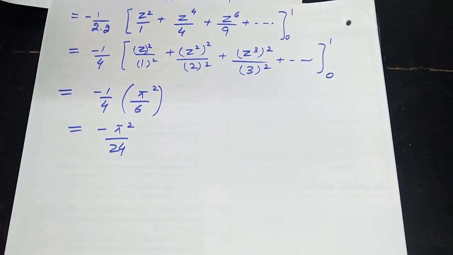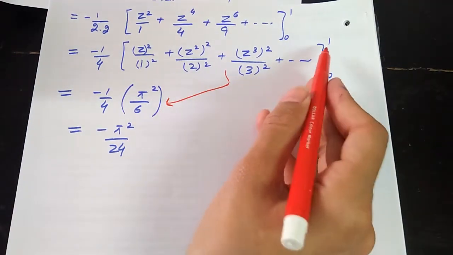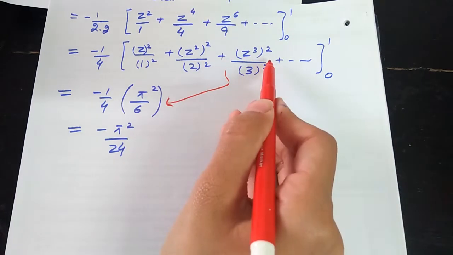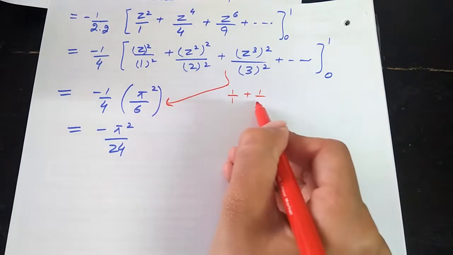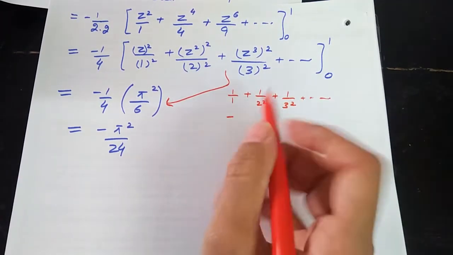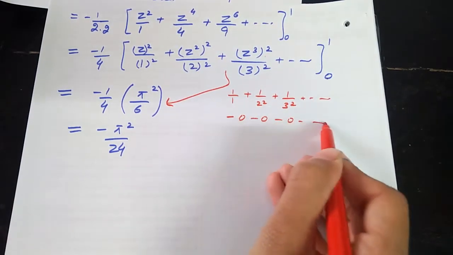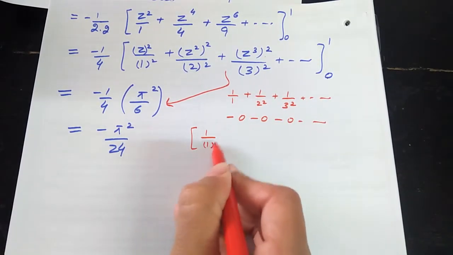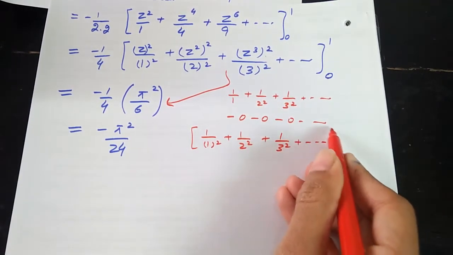Now the question arises here, how I got from this step to this one. You know that the upper limit is 1 and the lower limit is 0. If I replace this whole thing with the upper limit 1, I will get 1 over 1 plus 1 over 2 square plus 1 over 3 square and up to so on. And with the negative sign, if I apply 0 in this, I will get 0, 0, 0 and up to so on. Combined, I will be left with 1 over 1 square plus 1 over 2 square plus 1 over 3 square plus up to so on.